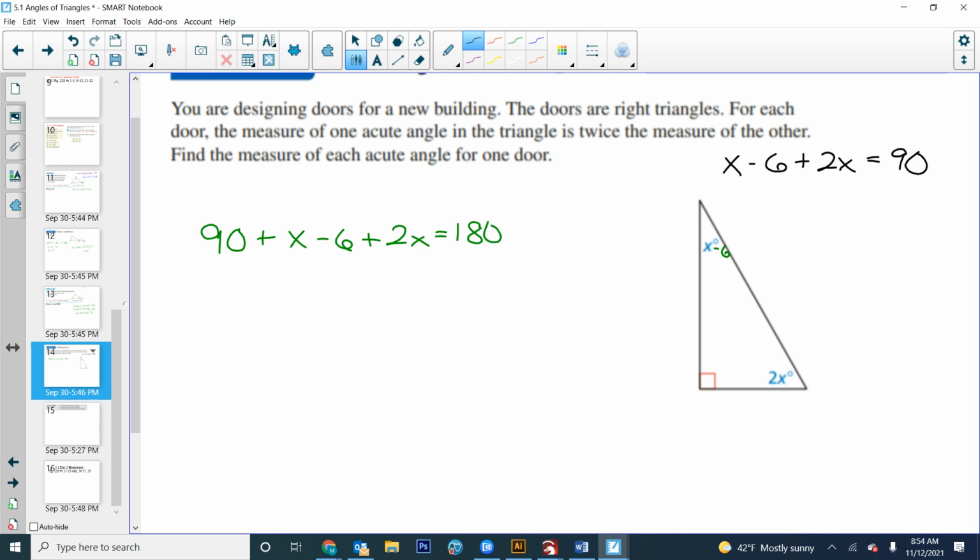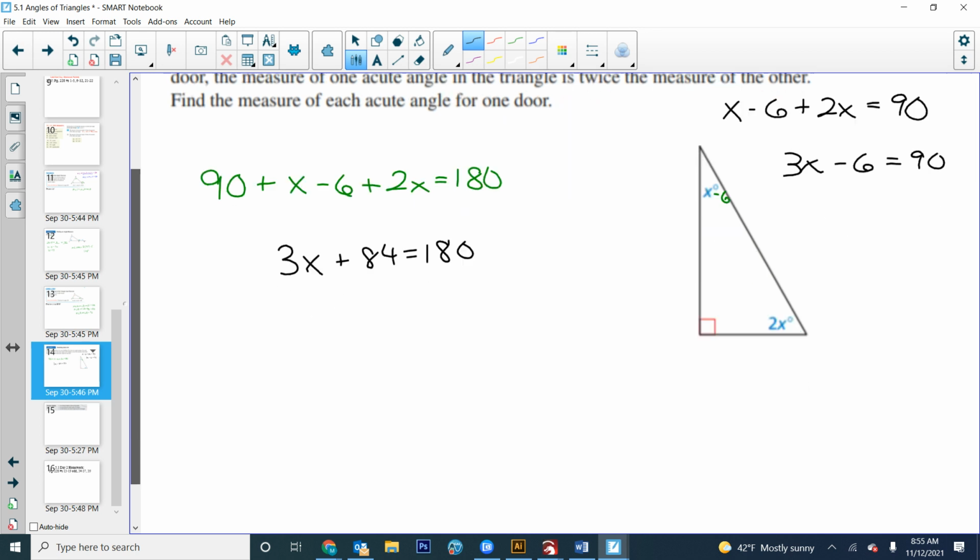And you can solve it from there, can't you? It's just algebra from there. This one you'd get 3x plus 84 equals 180. You can solve it another time. That one you get 3x minus 6 equals 90. You're going to get the same answer either way. When I subtract 84 here, I get 96. When I add 6 over here, I get 3x equals 96 also, right? Same way.